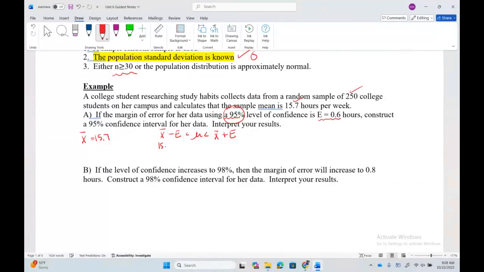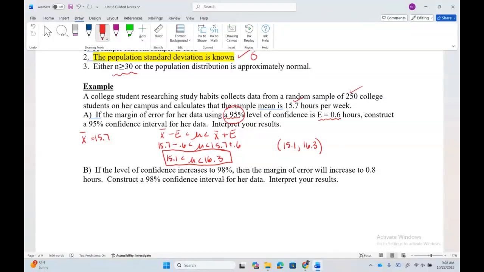And we're just going to plug in the numbers here. So I have 15.7 minus 0.6 and 15.7 plus 0.6. So I'm going to subtract these two things and say 15.1, and then add these two things and say 16.3, and there's my confidence interval. I could also write it as (15.1, 16.3) without the inequality symbol.